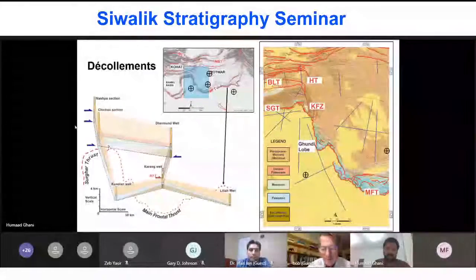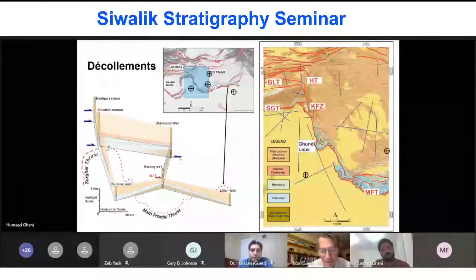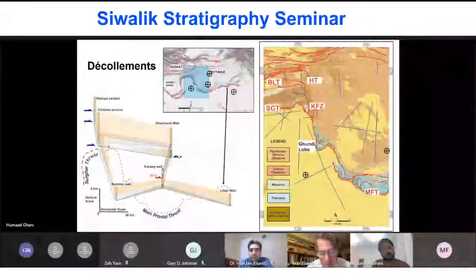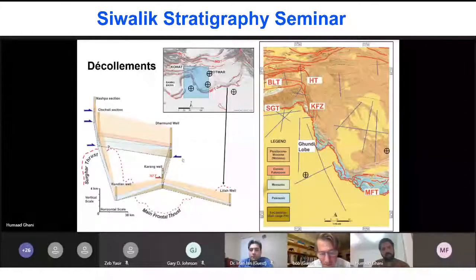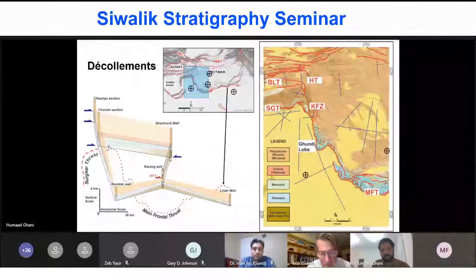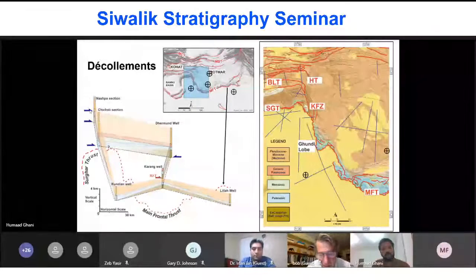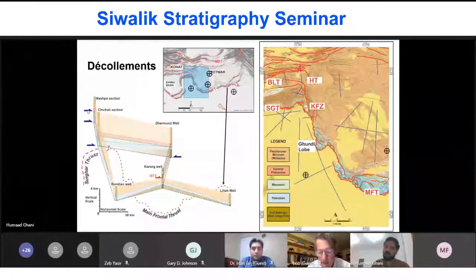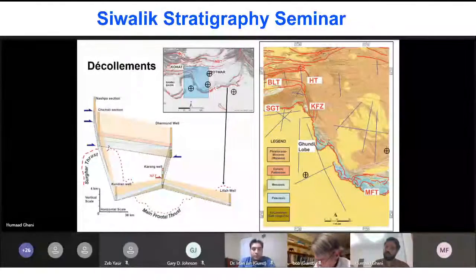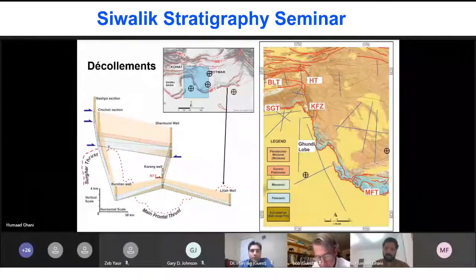What was important is that in the Potwar, we have the décollement present at the base of the Salt Range. However, in the Kohat, we have other evaporite horizons in the Eocene, which are somehow exposed along all the thrust walls. So this gives the impression that there is some sort of secondary décollement present in this area.